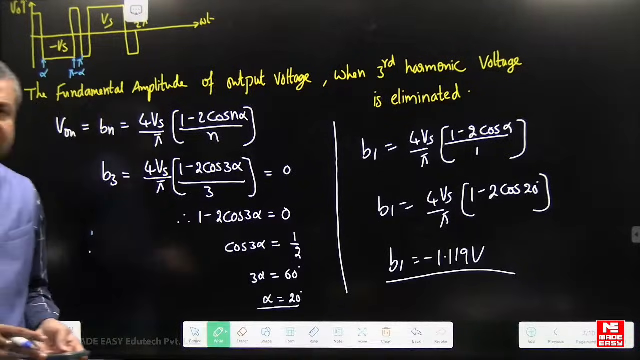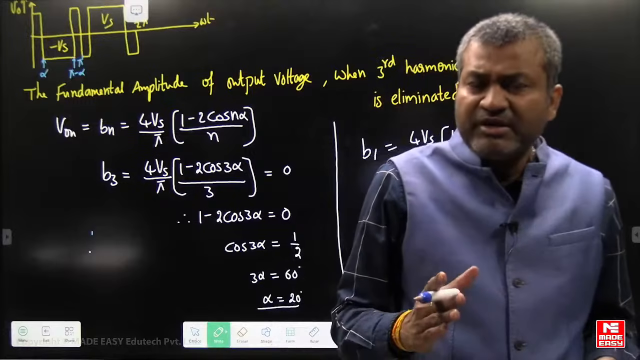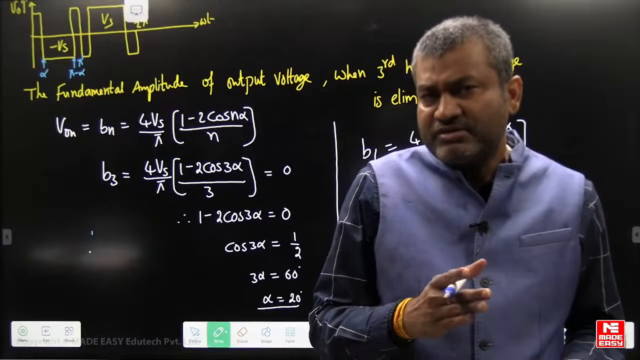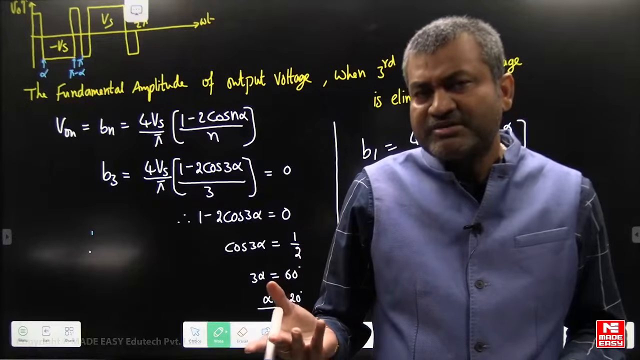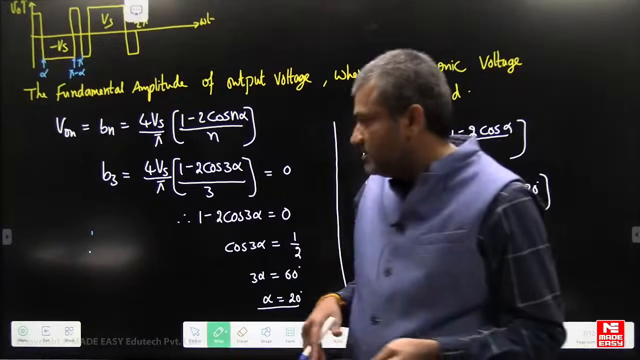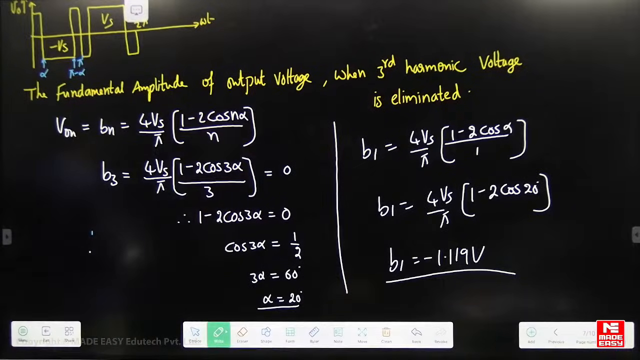See, normally in GATE examination, power electronics weightage mostly varies from 8 marks to 12 marks. Sometimes 8 marks, sometimes 10 marks, sometimes 12 marks also, in that range. So I hope everything is clear, students.